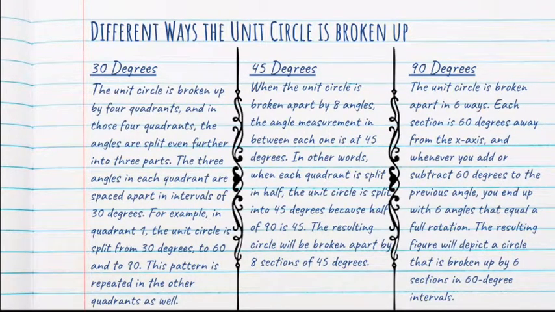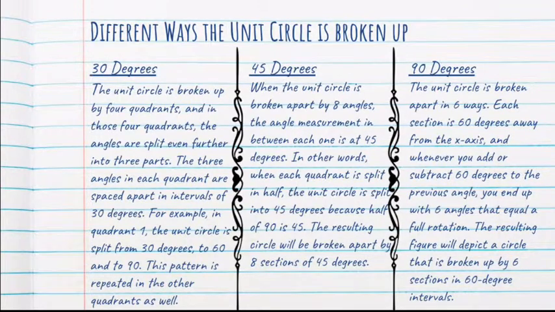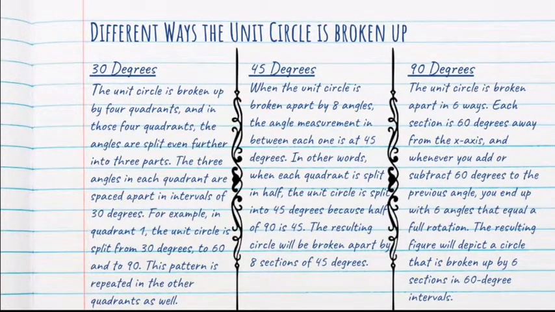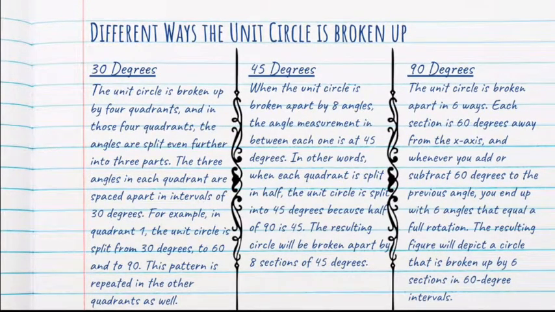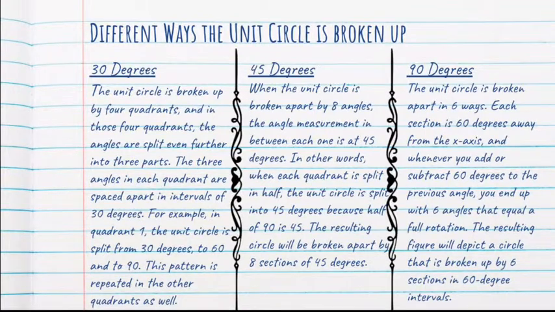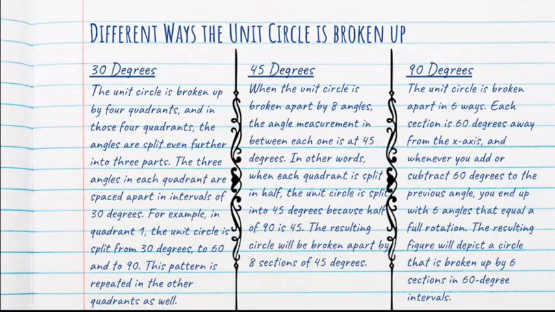Different ways the unit circle is broken up. The first way the unit circle is broken up is by 30 degrees. The unit circle is broken up by 4 quadrants, and in those 4 quadrants, the angles are split even further into 3 parts. The 3 angles in each quadrant are spaced apart in intervals of 30 degrees. For example, in quadrant 1, the unit circle is split from 30 degrees to 60 and to 90. This pattern is repeated in the other quadrants as well. That results in a unit circle that is broken up into 12 parts.